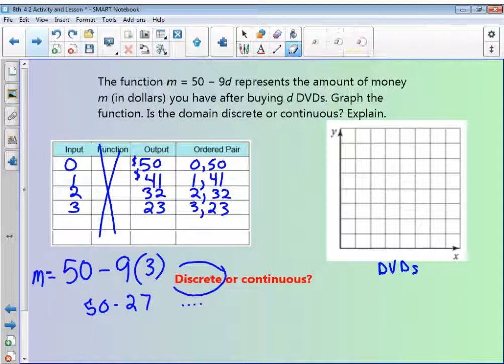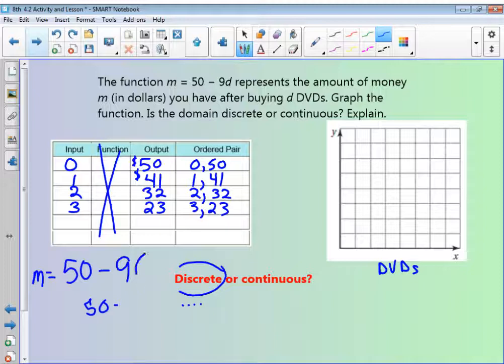Okay, so we'll continue. We still have more money to spend. Maybe we're going to buy 4 DVDs. Okay, so 9 times 4 gives me 36. So if we take 50 minus 36, that's going to leave us with $14. So with 4 DVDs, we would have $14 left over. All right, let's go ahead and do 5.